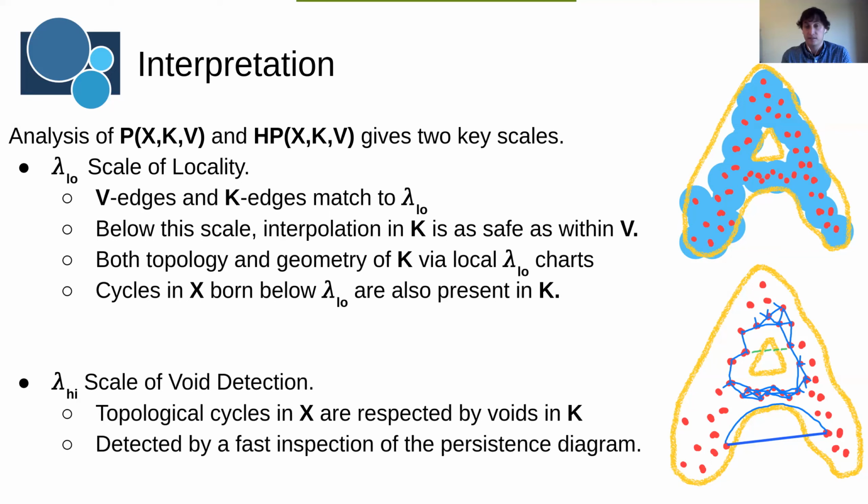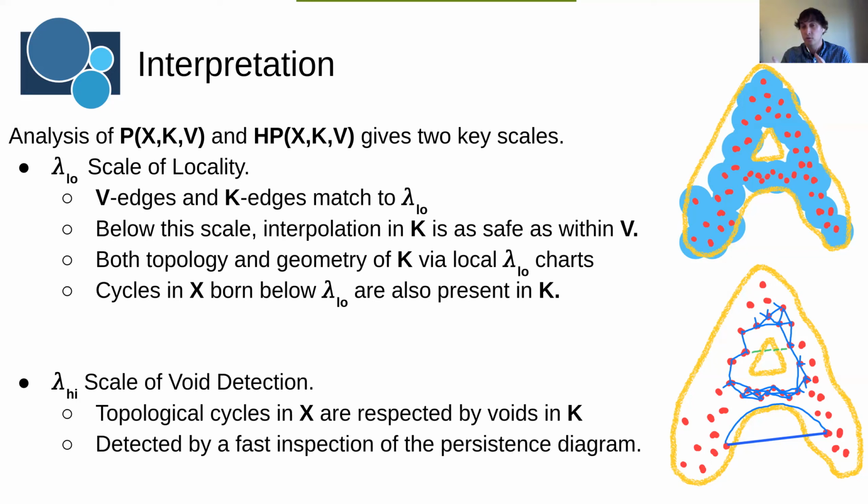It says below this scale, you can interpolate as much as you want. So as long as you move off of your data set by distance less than lambda low, you're guaranteed to stay within the model. So it's kind of like a stability metric. It's saying small perturbations are totally allowed. Small interpolations are safe.